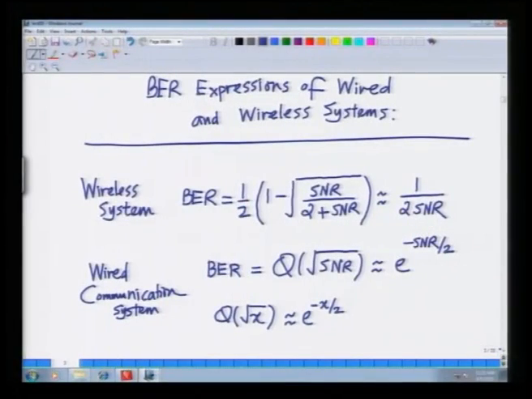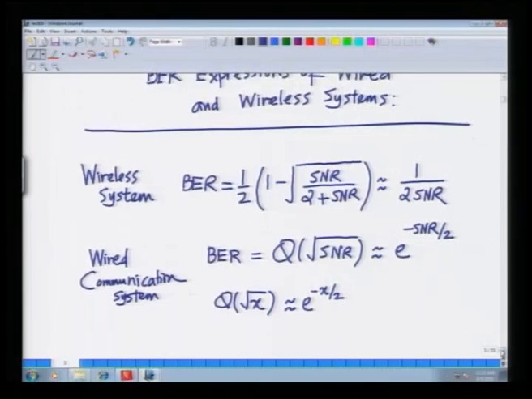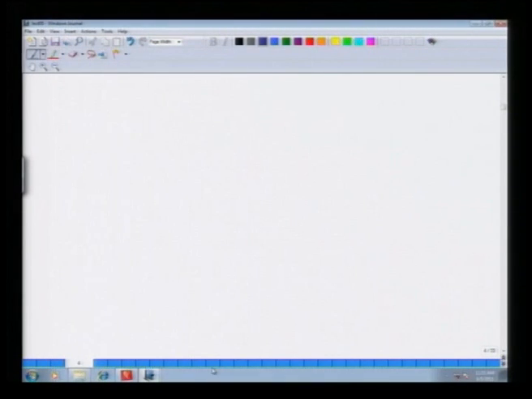Let us explore this a little bit more from an intuitive angle. So, let me start with a fresh page. Now let us look at a wireless communication system.